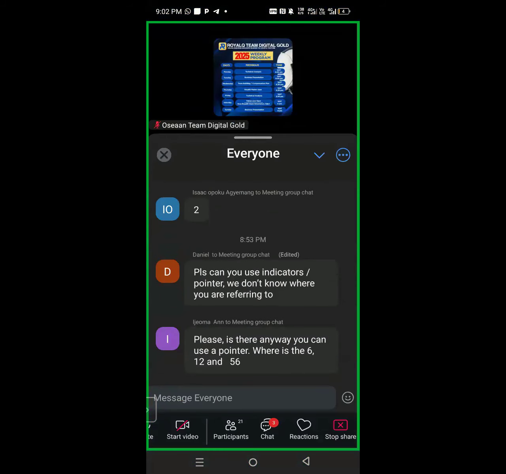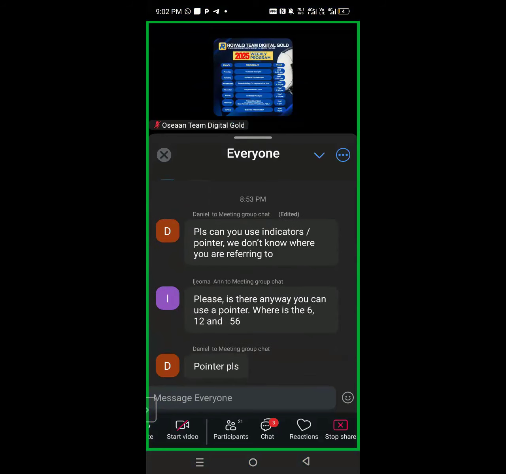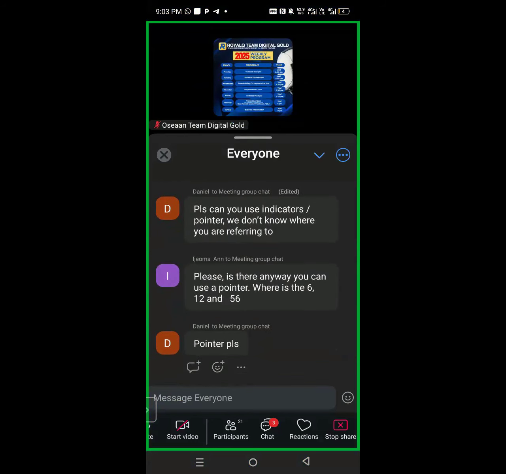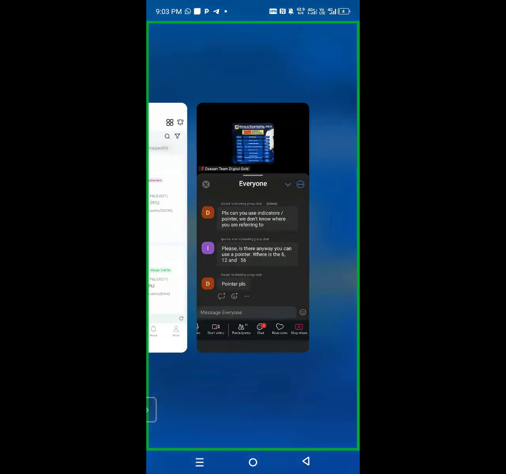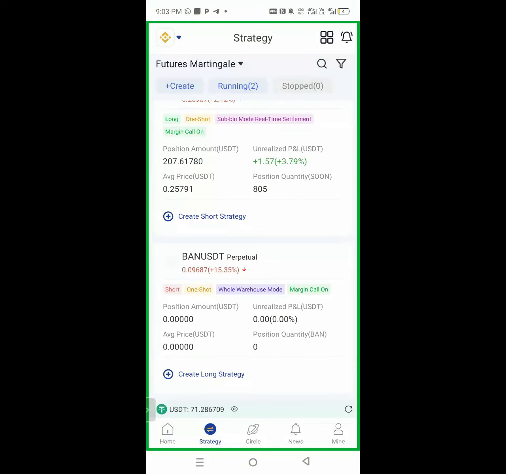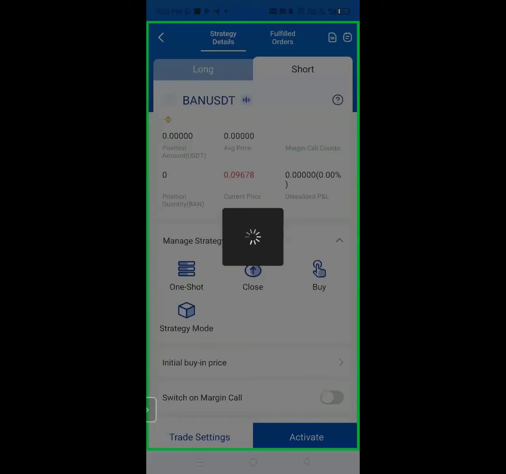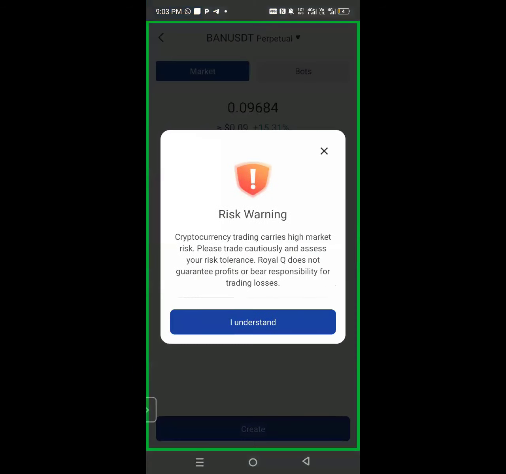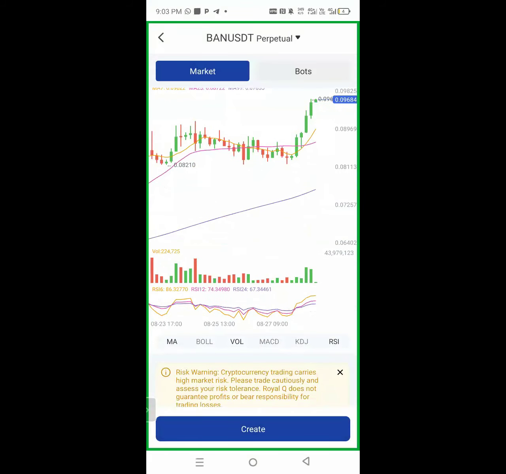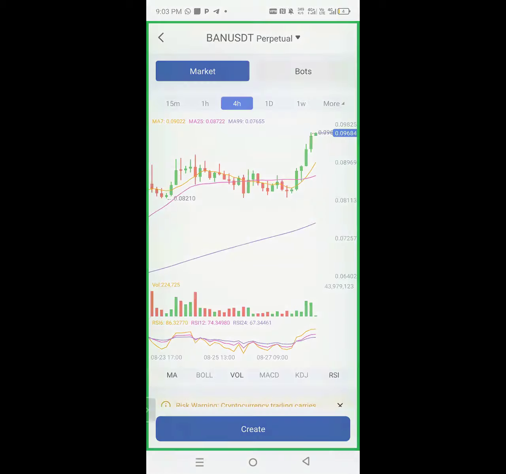Okay, so we have our first question. Please, can you use indicators or pointers? We don't know where you are referring to. On which one? Daniel, please. Pointers, as in where now? You are saying pointers. Okay, for the chat. I think it means that you should indicate what you are showing. Okay, see what I'm showing here. This place they wrote.